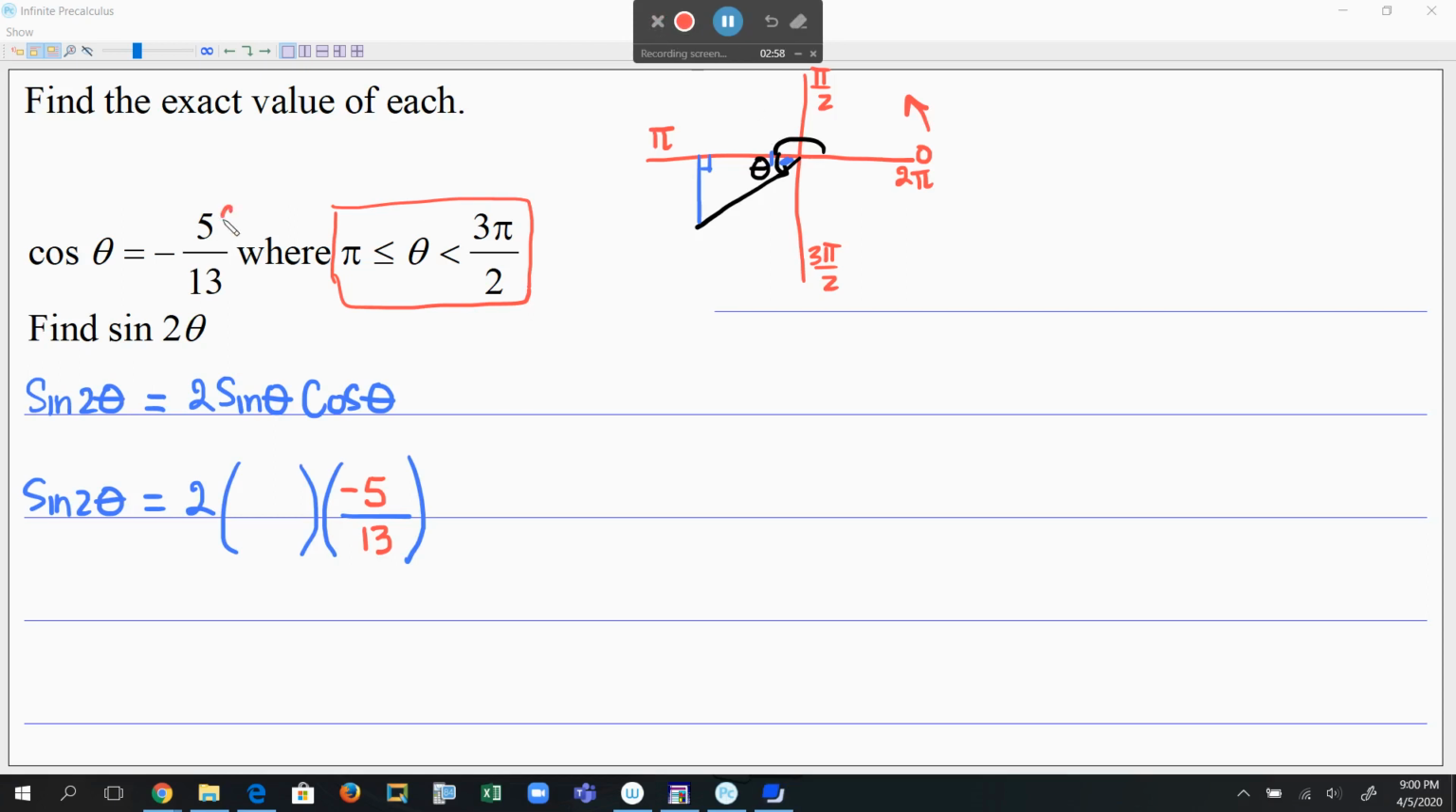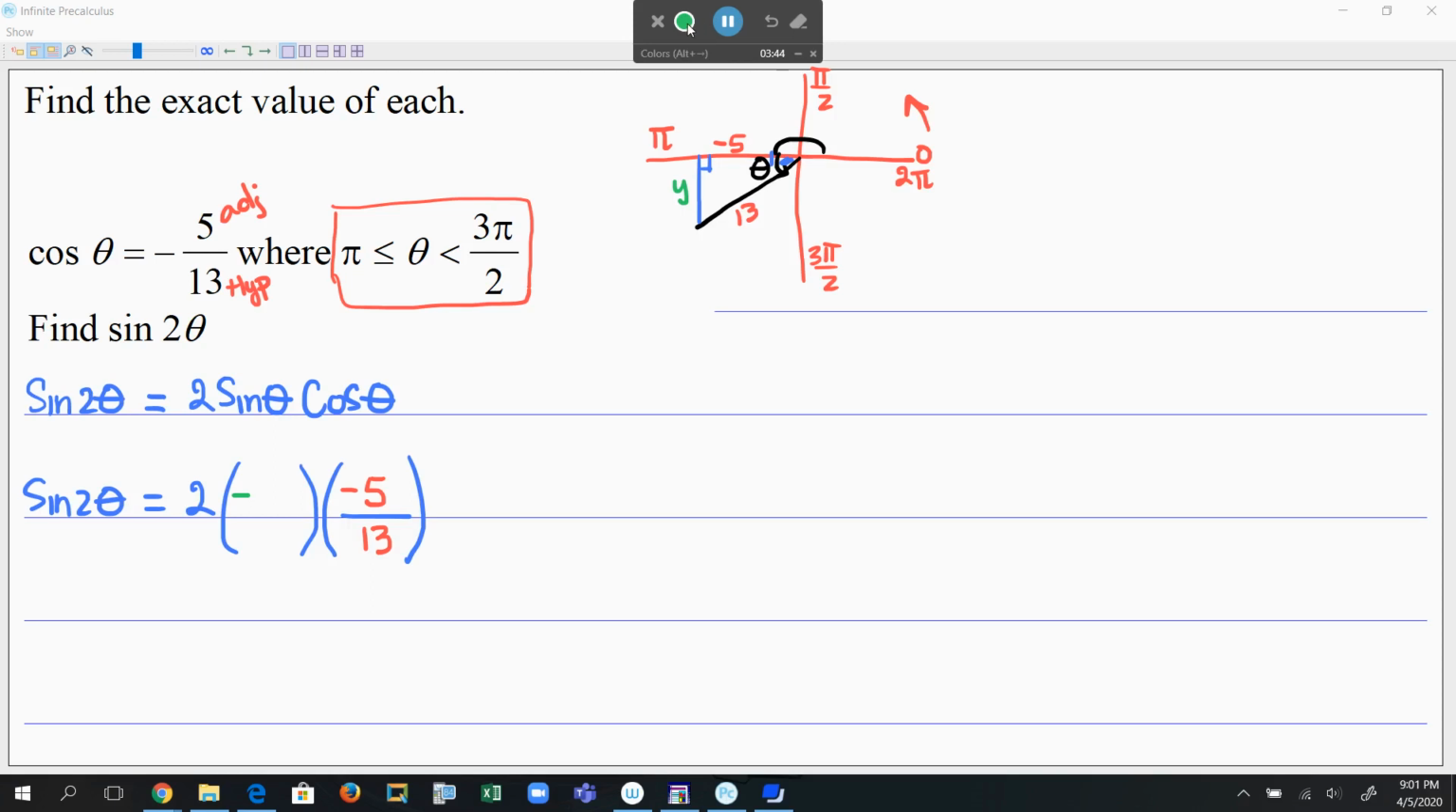Cosine is adjacent over hypotenuse. So the adjacent is negative 5 and the hypotenuse is 13. We don't know the opposite. But first of all, we keep in mind that we are in quadrant number 3, so sine has to be negative also, because in quadrant number 3, only tangent and cotangent will be positive.